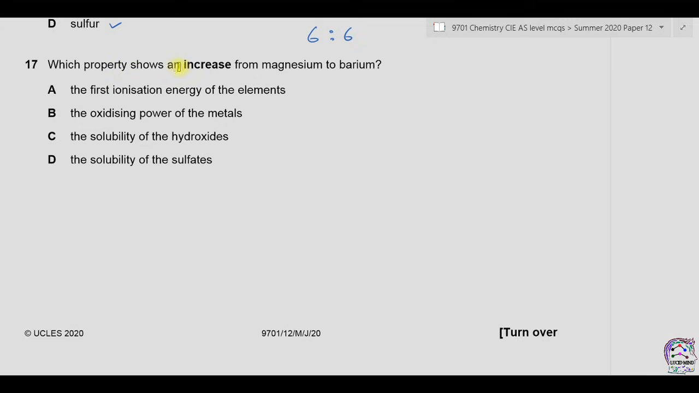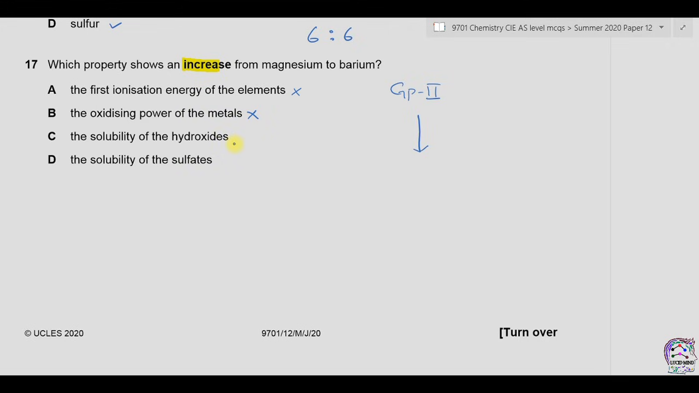Question 17. Which property shows an increase from magnesium to barium? Now magnesium and barium both belong to group 2 elements. A says the first ionization energy of the elements. In group 2 elements, as we move down in the group, the size of the atom increases and therefore the ionization energy of the elements decreases. So A is incorrect. B says the oxidizing power of the metals. Now as we move down the group, the metals easily lose electrons, so therefore their reducing power increases. The oxidizing power actually decreases.